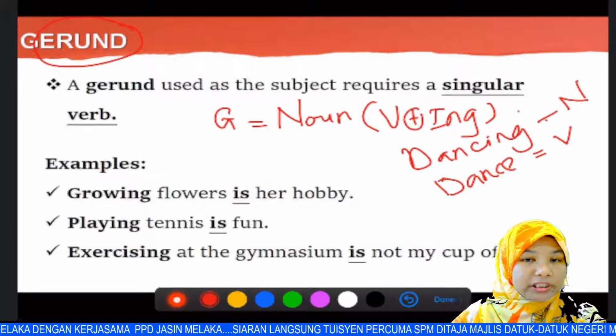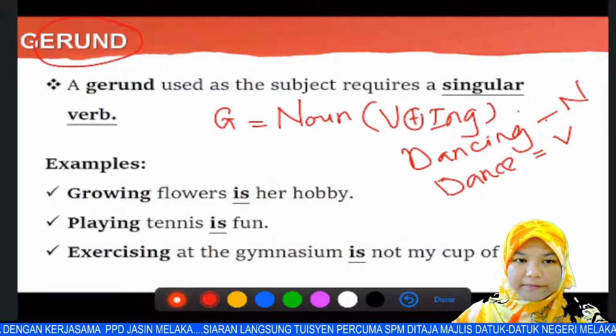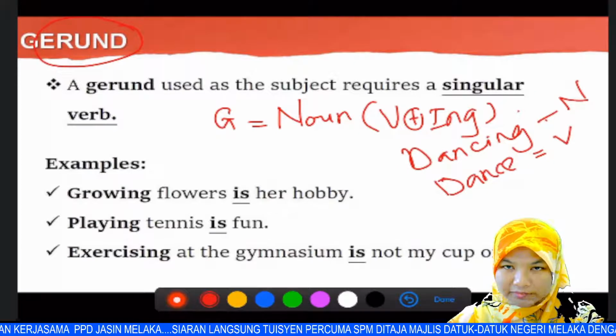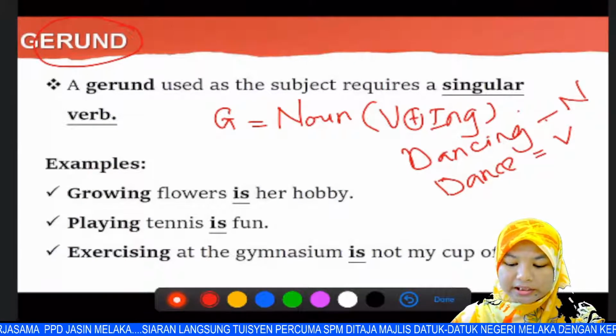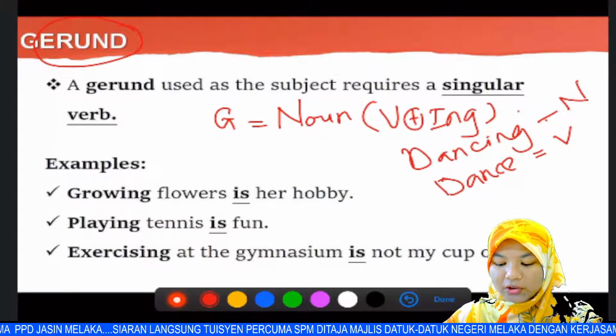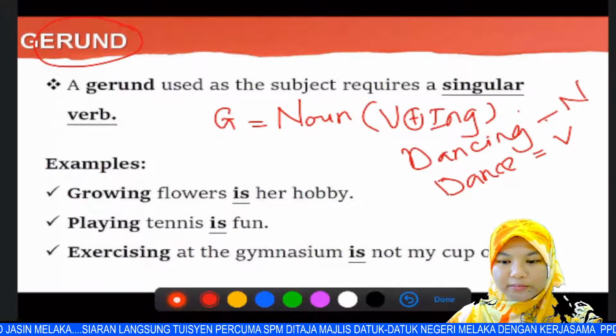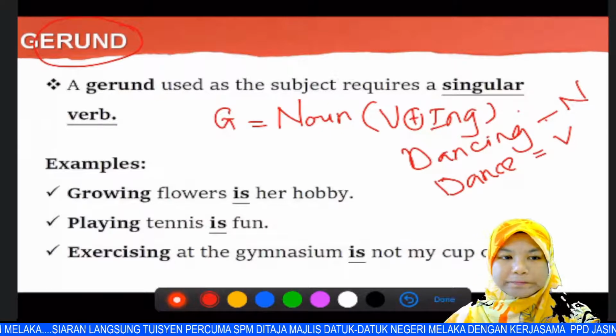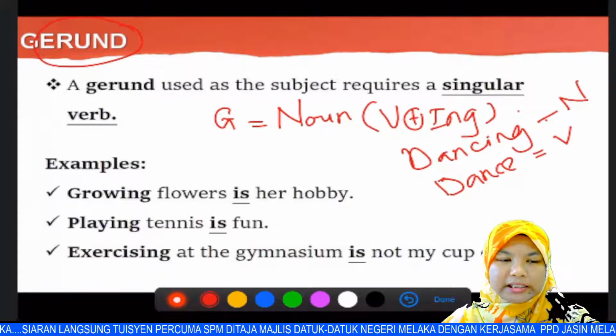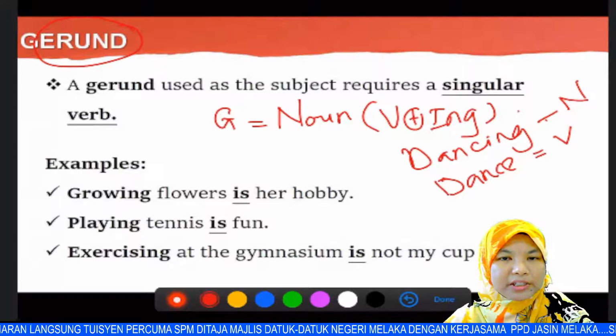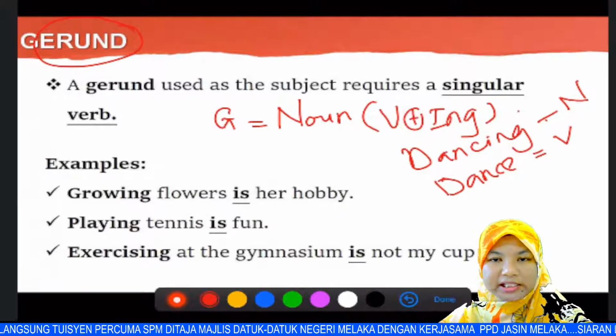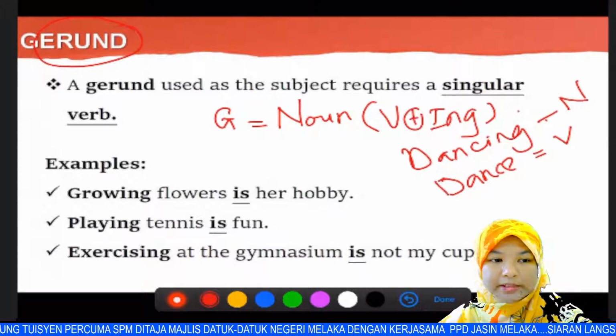Then we can put it in front of the sentence. The basic rule of gerund: a gerund equals a noun, derived from a verb plus ing. But how do we use a gerund? What is the rule of using a gerund in subject-verb agreement?